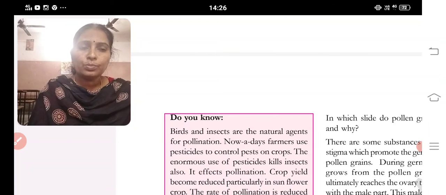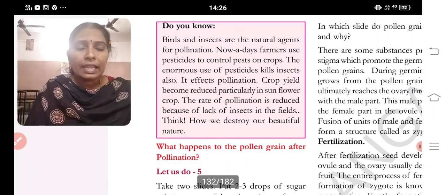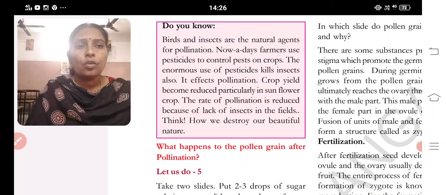Nowadays, farmers use pesticides to control pests or to kill insects. It affects pollination. Crop yield is reduced, particularly in the sunflower crop. The rate of pollination is reduced because of the lack of insects in the fields. Think how it destroys our beautiful nature.